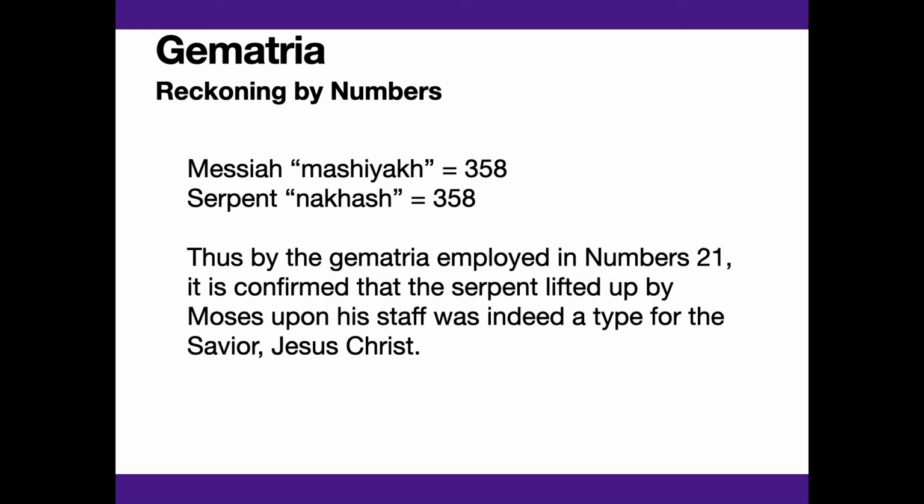We have Messiah, which is 358, and the word for serpent is 358. So thus, by the gematria employed in the book of Numbers, chapter 21, it is confirmed that the serpent lifted up on Moses' staff was indeed a type for the Savior Jesus Christ.